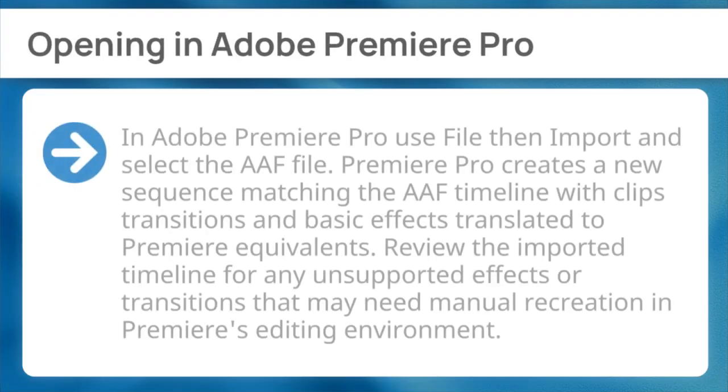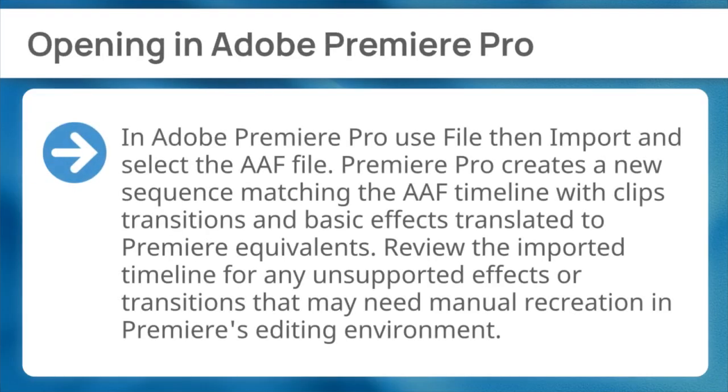Next, opening in Adobe Premiere Pro. In Adobe Premiere Pro, use File, then Import, and select the AAF file. Premiere Pro creates a new sequence matching the AAF timeline, with clips, transitions, and basic effects translated to Premiere equivalents. Review the imported timeline for any unsupported effects or transitions that may need manual recreation in Premiere's editing environment.